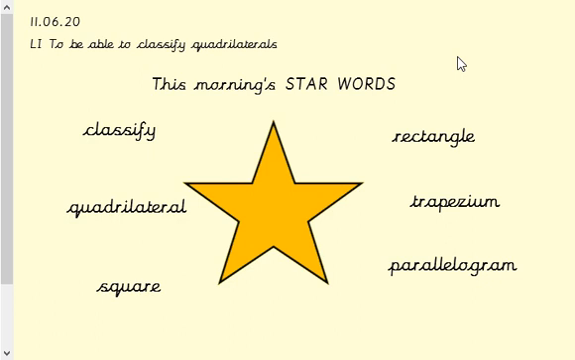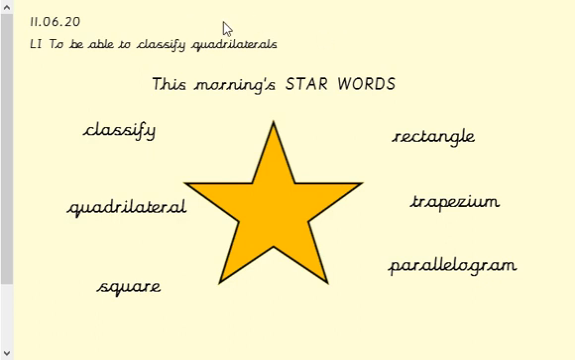Okay, so moving on, our learning intention for today is to be able to classify quadrilaterals. So if you think back to yesterday, we were classifying triangles. Today we're going to be classifying quadrilaterals. So a quadrilateral is a 4-sided shape.